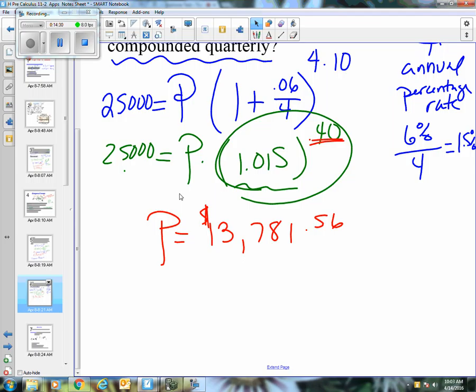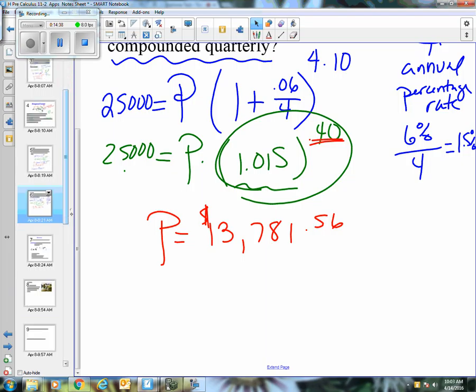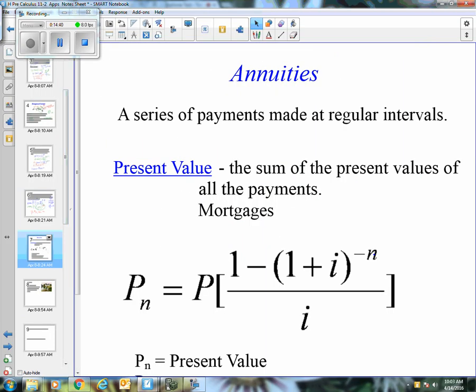So if you're trying to do a long-term investment, this may not be the best way to go. You may want to invest in something that has a little bit higher return. Which brings us to something that you probably haven't talked about. We're going to talk about something called an annuity, where you're making a series of payments at regular intervals. What we were just talking about is you plop the money in the bank and you just let it sit there.